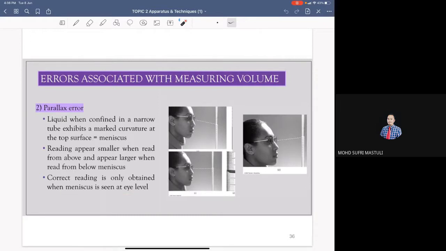This one is incorrect because we see from above the meniscus. This one is also incorrect because we read from below the meniscus. This one is the correct one. We read the meniscus at eye level.